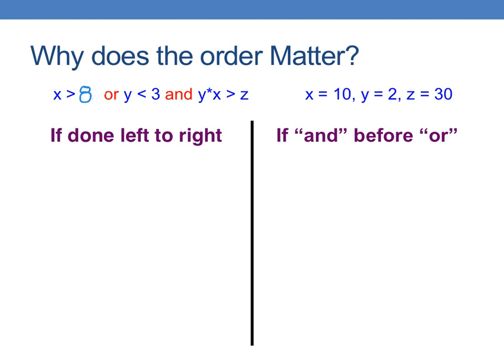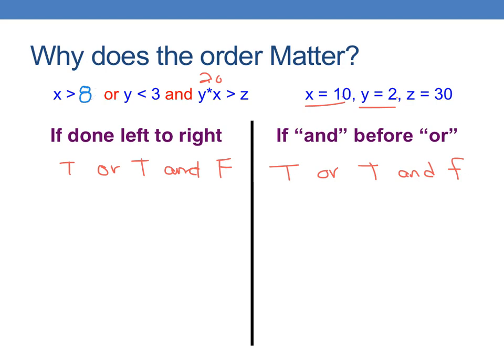So all I'm going to do here is leave the ors and the ands in place for right now. And I'm just going to evaluate, okay, if x is 10, 10 is greater than 8, that's true. Y is 2, so 2 is less than 3, that's true. And then here, this is 10 times 2, which is 20. And 20 is greater than 30, that's false. So that's really the situation we have here. And we're going to evaluate all of those little simple Boolean statements first.